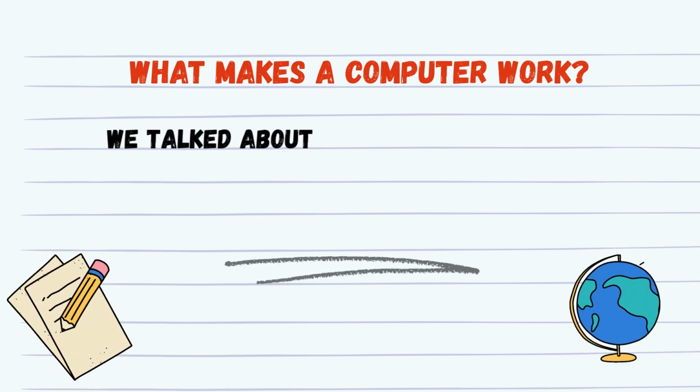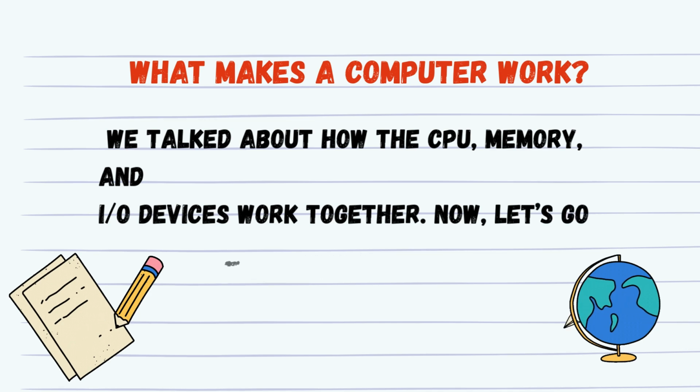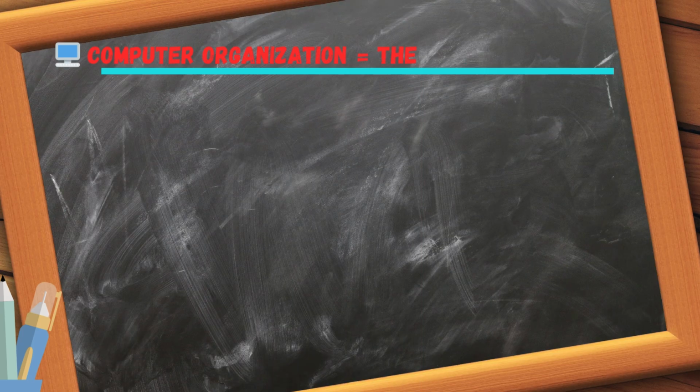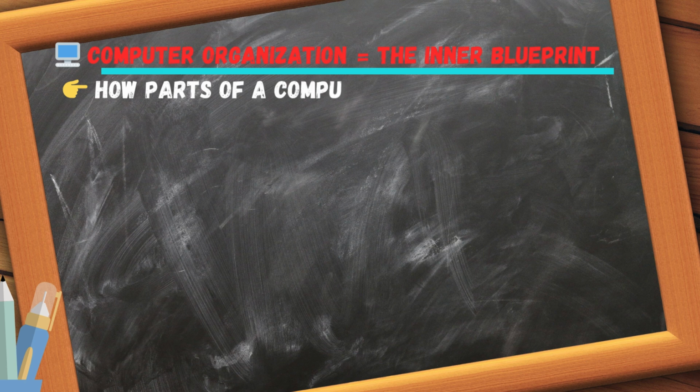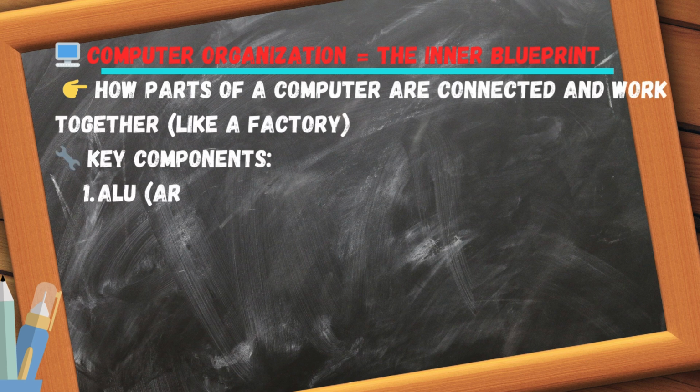What makes a computer work? We talked about how the CPU, memory, and I/O devices work together. Now let's go one level deeper. Computer organization: the inner blueprint. How parts of a computer are connected and work together, like a factory.